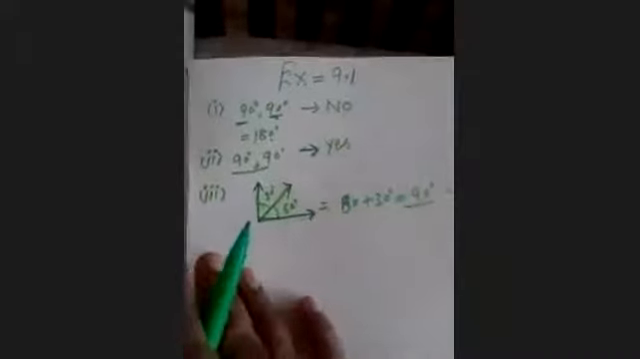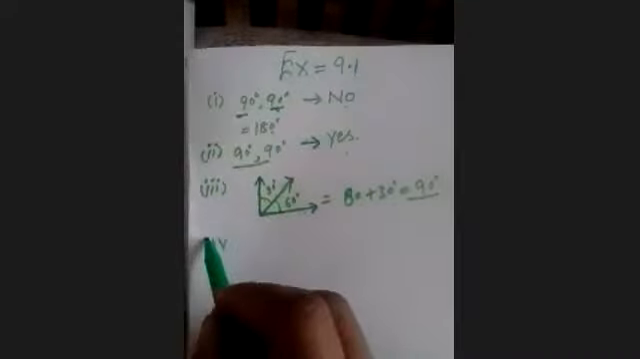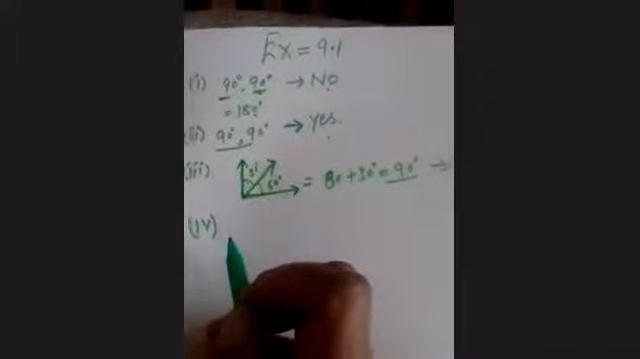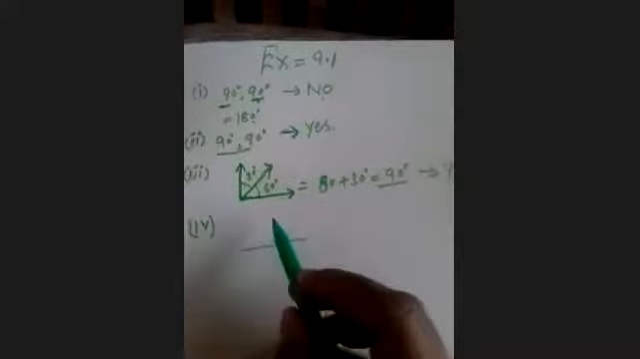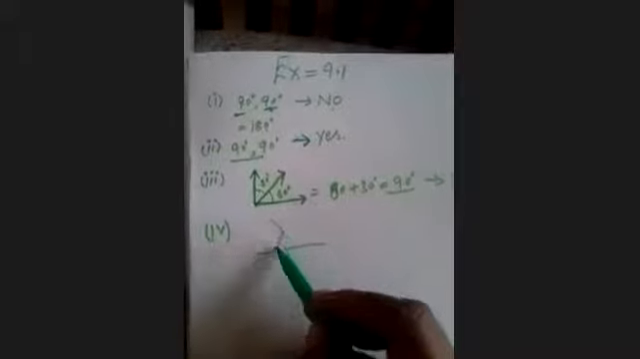Next is the fourth part. Can two adjacent angles be supplementary? Now these are two adjacent angles. Now add, the sum is 180 degrees. Suppose this is 80 degrees and this is 100 degrees. Now add 100 plus 80, 180. So your answer is yes.